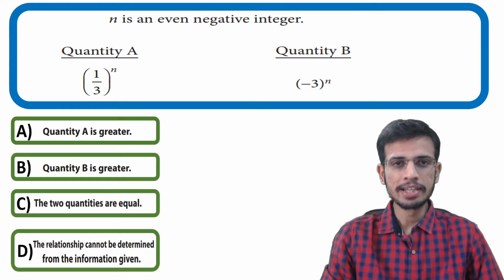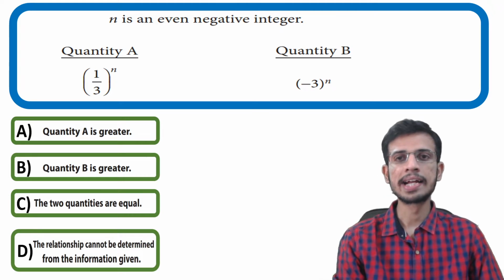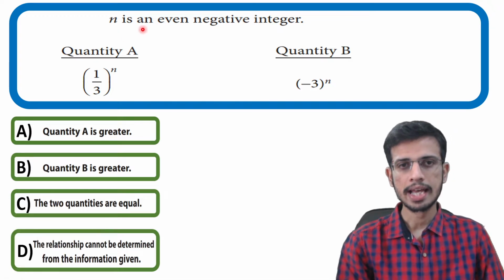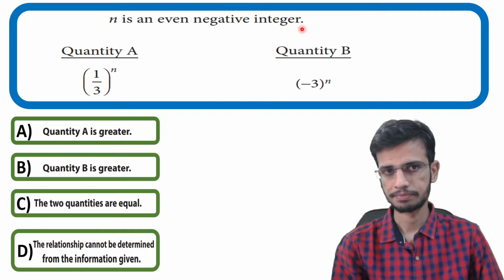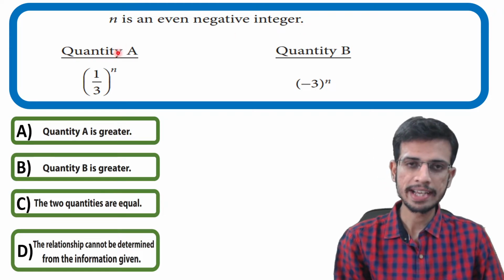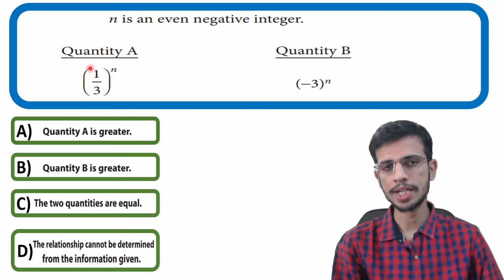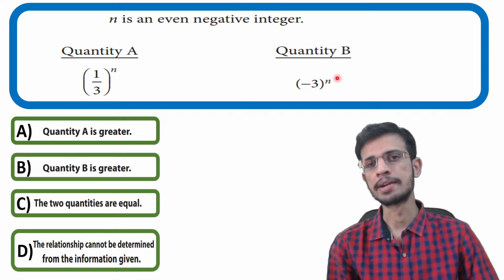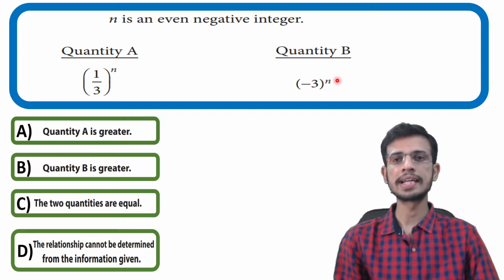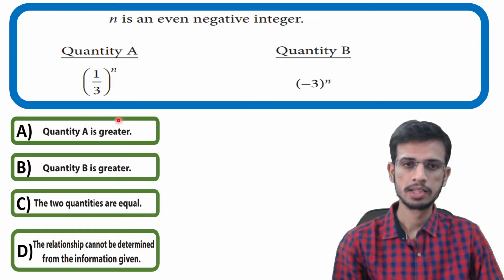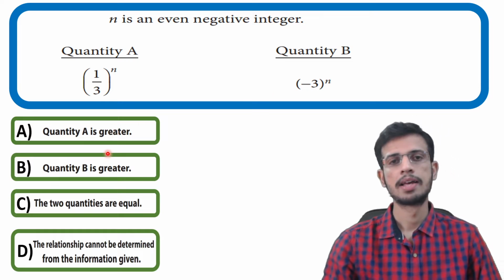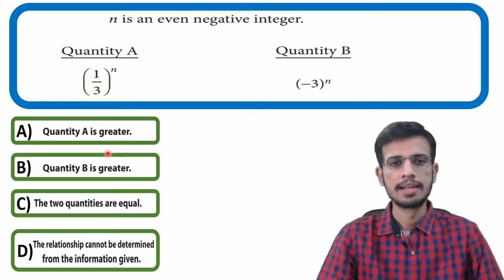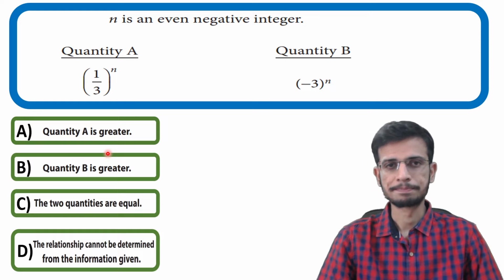In this question we are given that n is an even negative integer. Read the instructions given in the question very carefully. Quantity A and quantity B are defined. Quantity A is 1 by 3 raised to n, and quantity B is minus 3 raised to n. We have to compare quantity A and quantity B. These are 4 options, and you can pause this video if you want. I will be giving you the answer as well as a quick solution for this question.